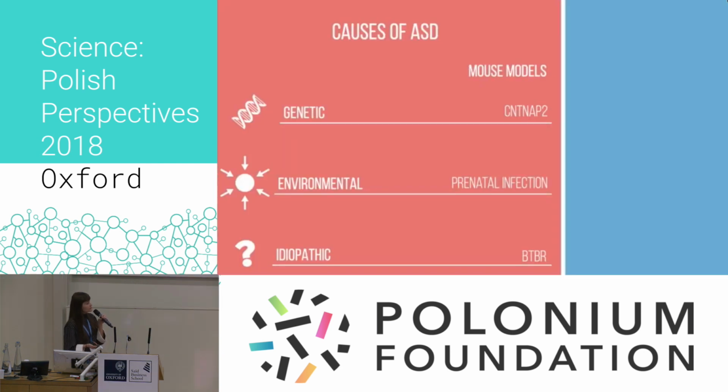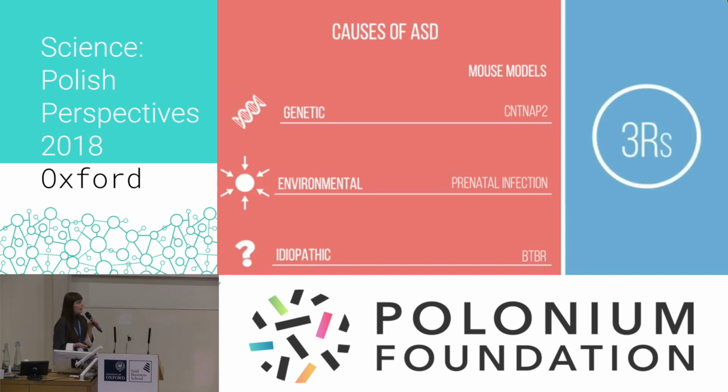So the causes of autism can be categorized into three different groups: genetic, environmental, and the majority of cases are idiopathic, meaning without a known cause. Researchers studying autism often use different mouse models, and as you can see, each group has a corresponding mouse model. In our study, we used the CNTNAP2 mouse model, which is a genetic model, and the BTBR mouse model, an idiopathic model.